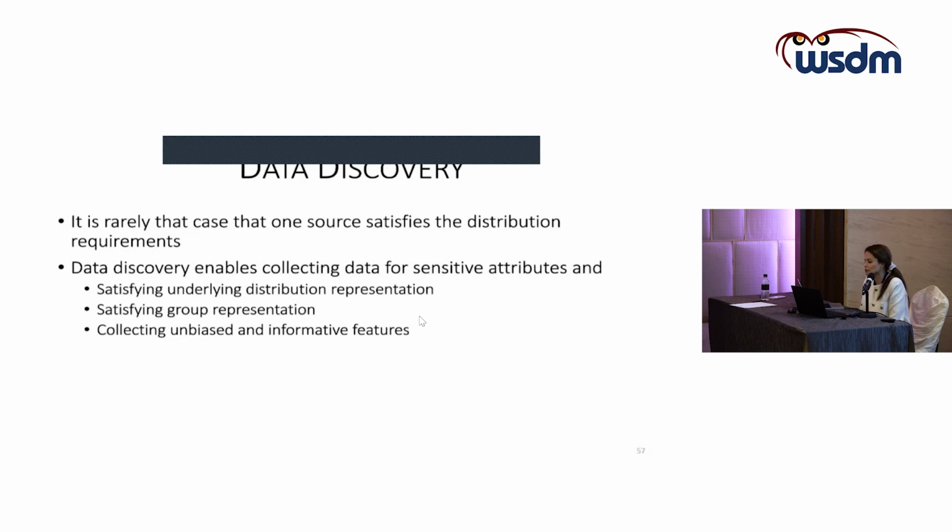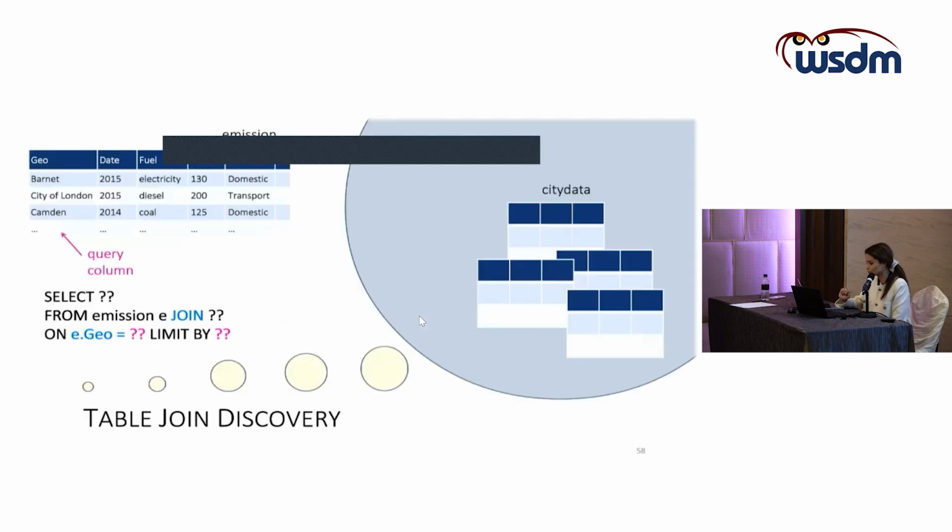And data set discovery provides us with tools for finding these sensitive values. For example, I can go to the data repositories and join my traffic ticket data set with other data sets that contain demographic information of drivers. So the goal of data set discovery is to provide us with sensitive values for sensitive attributes.